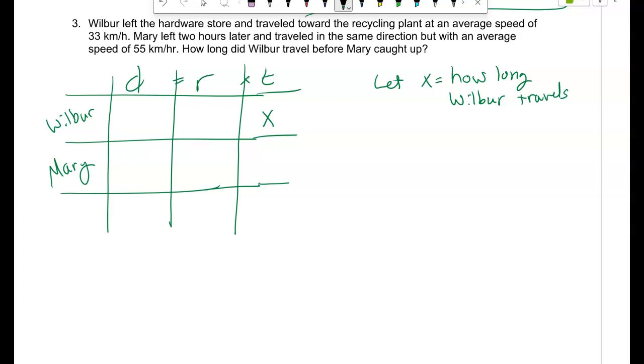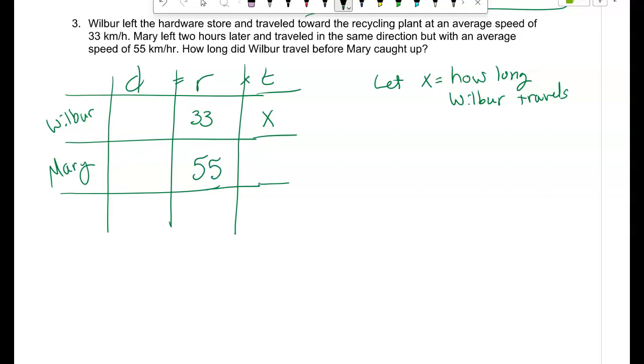Let's go back to our first sentence. A lot of this is just reading details. Would you guys agree? It says, Wilbur left the hardware store and traveled towards the recycling plant at an average speed of 33 kilometers per hour. So don't we have right here 33? It says Mary left 2 hours later and traveled in the same direction, but with an average speed of 55 kilometers per hour.